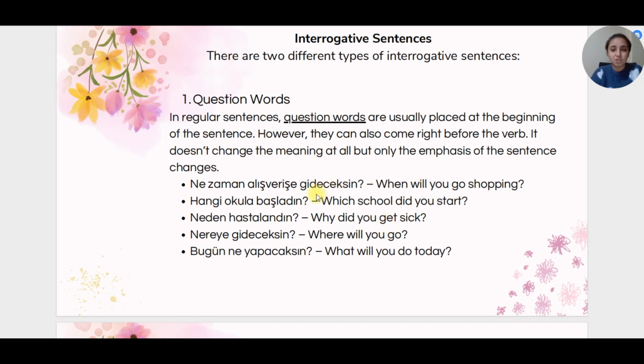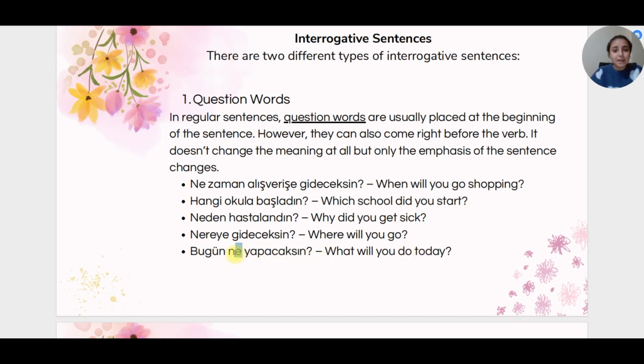Hangi okula başladın? Which school did you start? And this is hangi, which. Neden hastalandın? Why did you get sick? Nereye gideceksin? Where will you go? And nereye is where, neden is why. Bugün ne yapacaksın? What will you do today?